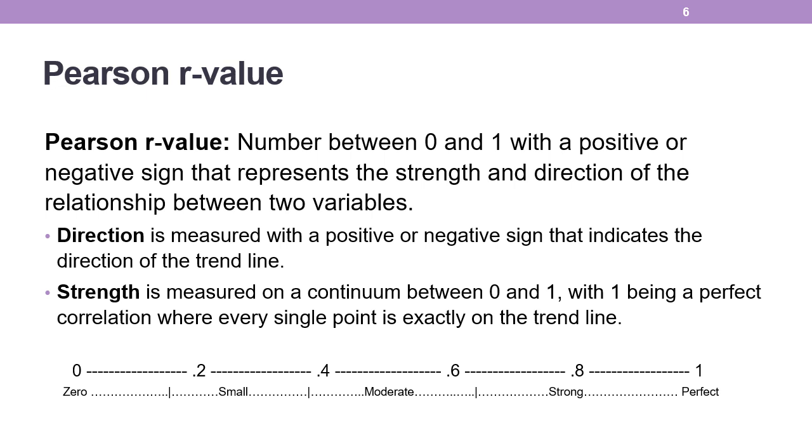And remember, strength and direction are independent of each other, meaning that we can have a strength score of 0.4, and if we put the negative sign in front of it, giving us a Pearson R value of negative 0.4, the strength is still 0.4. All the sign tells us is the direction, and a correlation of 0.4 and negative 0.4 are both equal in strength.